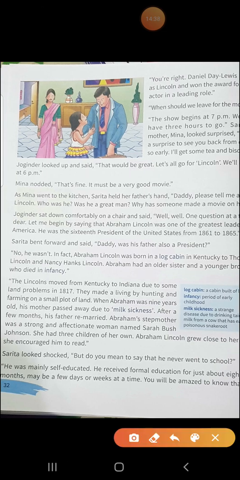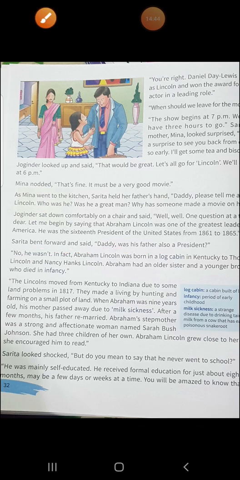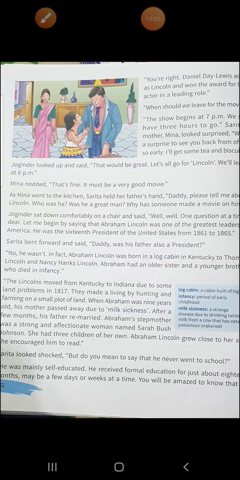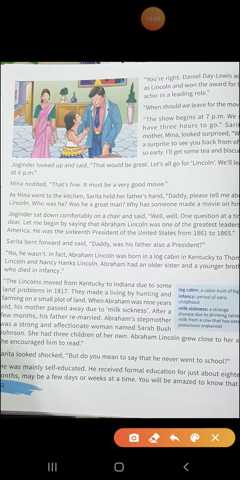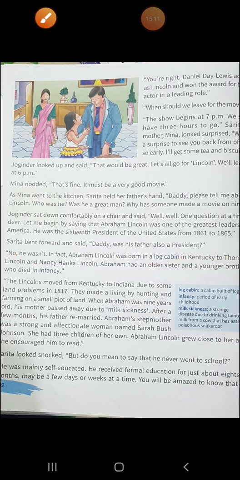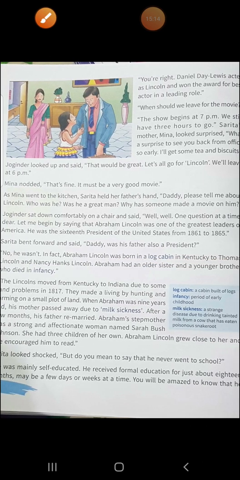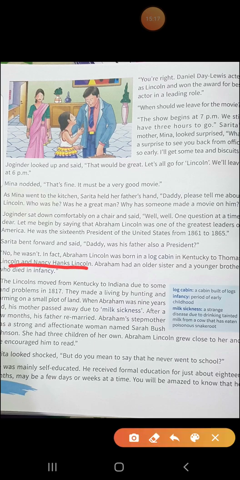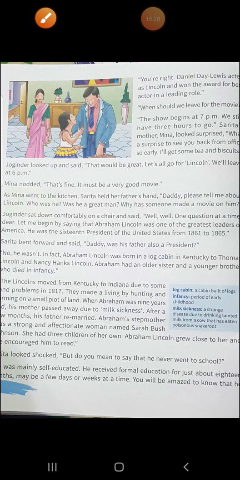Alright. Then see here, Sarita bent forward and said, Daddy, was his father also a president? So her next question was whether his father was also a president, because according to her, whoever is the president, his son will be the next president. Alright. Now see what Joginder says. No, he wasn't. In fact, Abraham Lincoln was born in a log cabin in Kentucky to Thomas Lincoln and Nancy Hanks Lincoln. He said no, it wasn't like that.